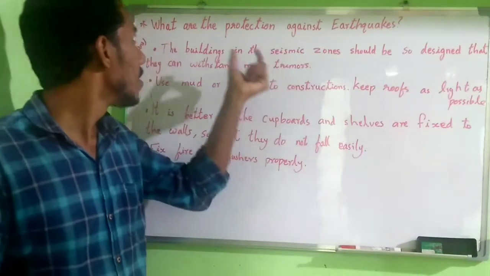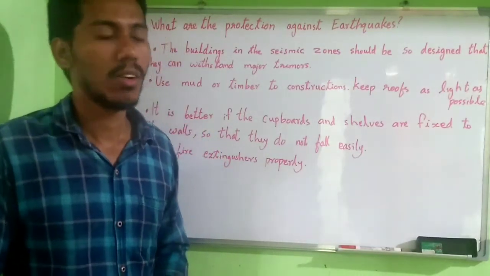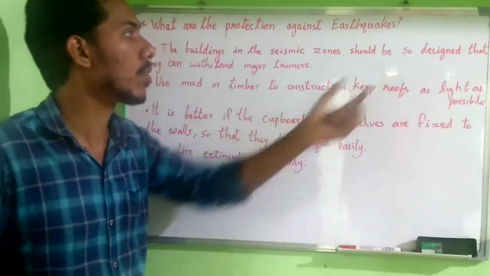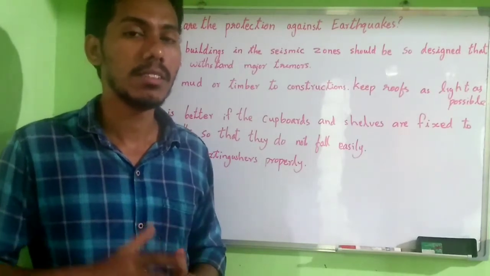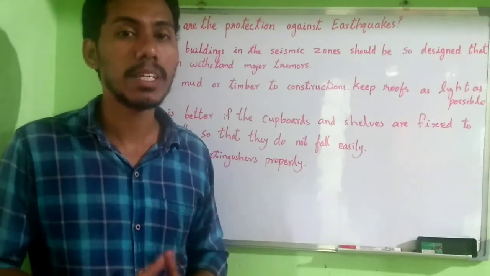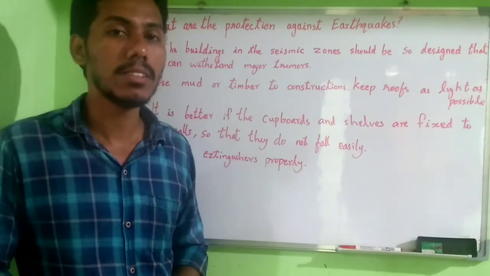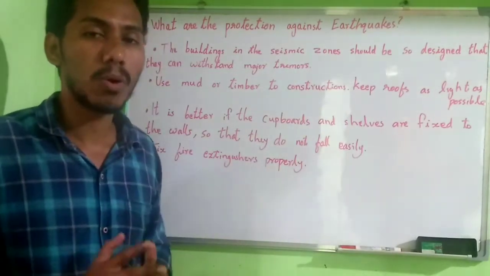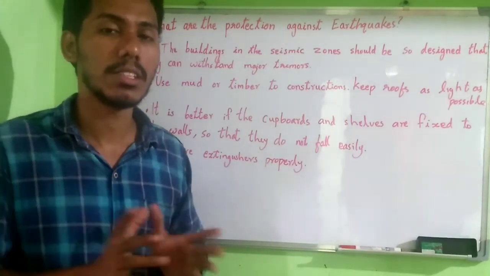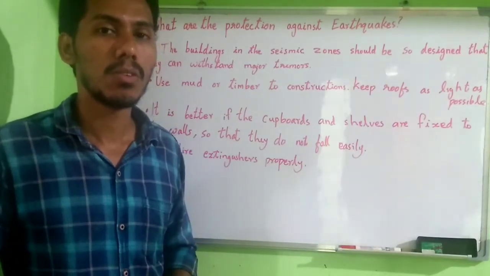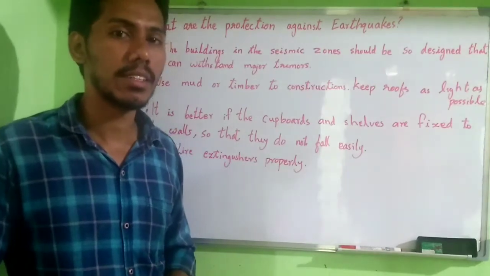Okay, our next question is, what are the protections against earthquakes? What are the protections that we can make before earthquakes? The buildings in the seismic zones should be designed so that they can withstand major tremors. That means if the region is a seismic zone, then the buildings should be constructed in such a way that they withstand those tremors. There are several regions in the world that are seismic zones. Those regions produce earthquakes continuously every year. So we should construct buildings in such places so that they withstand such tremors.